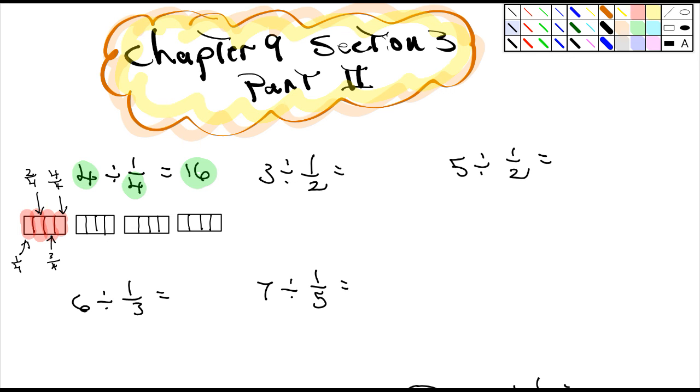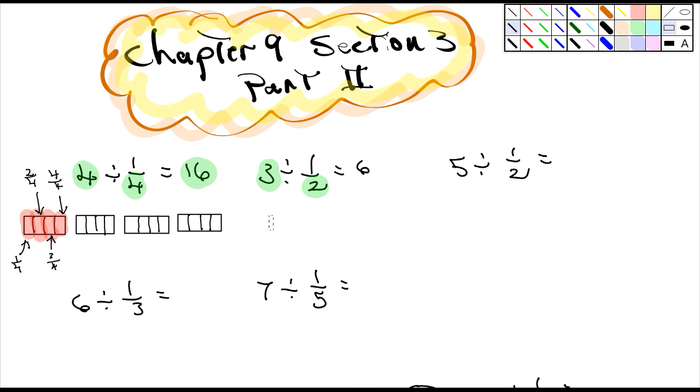All right, let's look at the next one here. And I'm showing you how to model some of these because I know some questions that they'll be asking sometimes. So 3 divided by 1/2. Well, what do we do here? What's the whole number? 3. What's the denominator? 2. What's 2 times 3? 6.